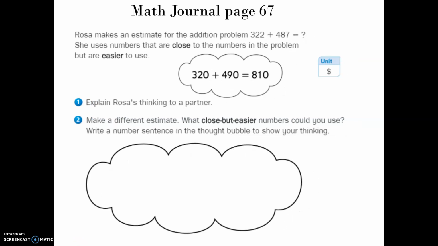Okay, on page 67, we have a problem. Rosa makes an estimate for the addition problem 322 plus 487. She uses numbers that are close to the numbers in the problem but are easier to use. Meaning, I could probably add these numbers in my head. That's how easy. So we have the problem 320 plus 490 equals 810.